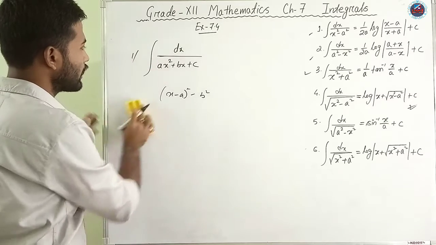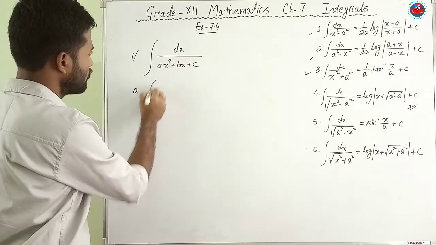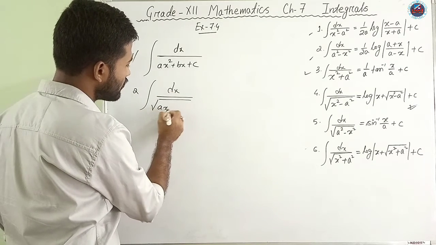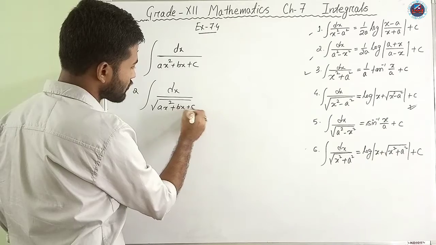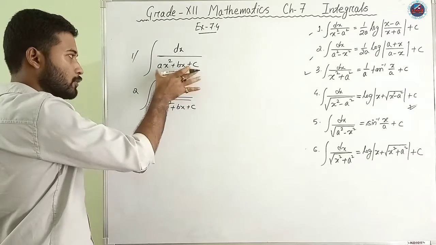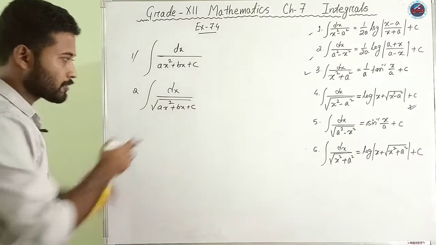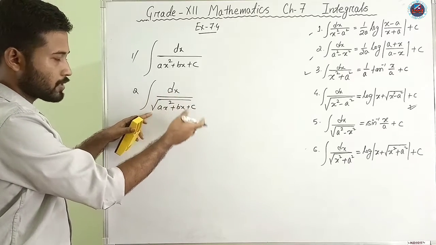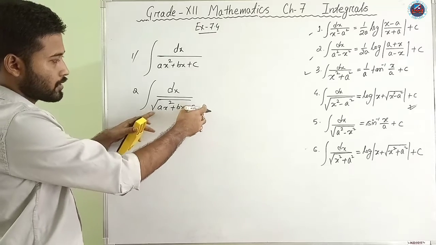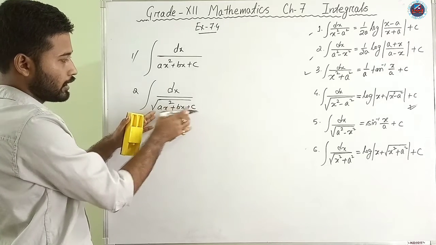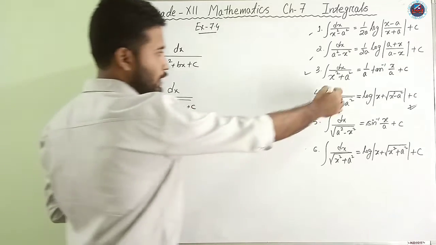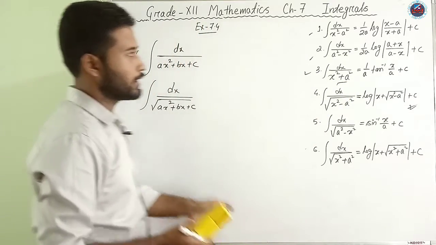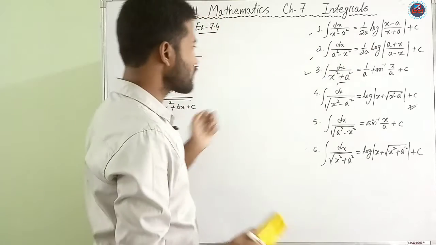The second form we have is integration of dx by root over ax square plus bx plus c. Just the same thing, the quadratic expression is inside the root. So in this case, how to solve it? We shall similarly try using the completing square method. We shall write this in terms of x square plus a square or x square minus a square, and then we shall directly use these formulas. So this is the second form.